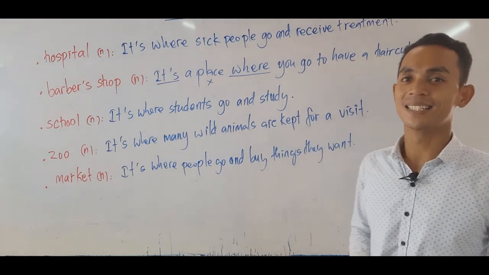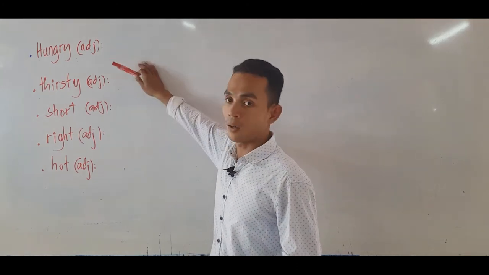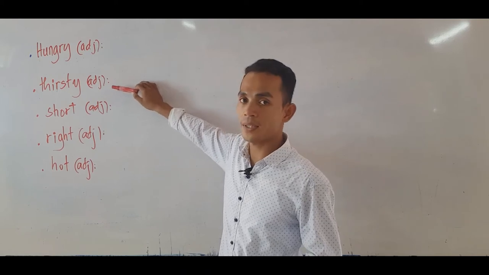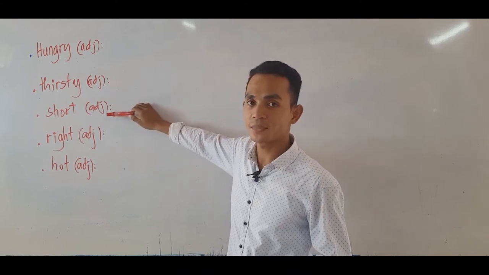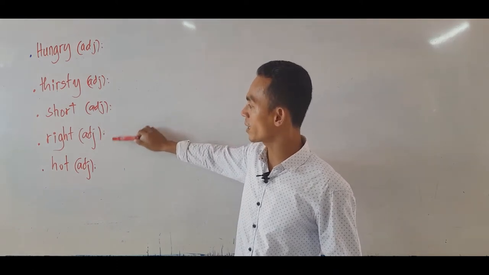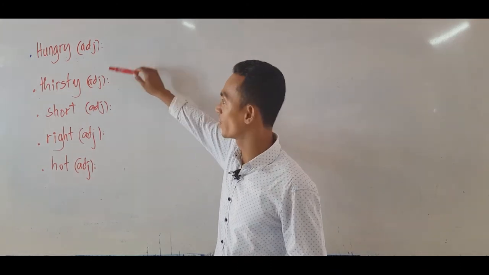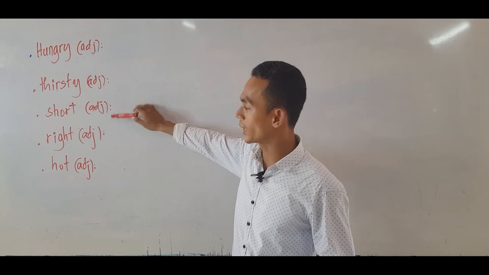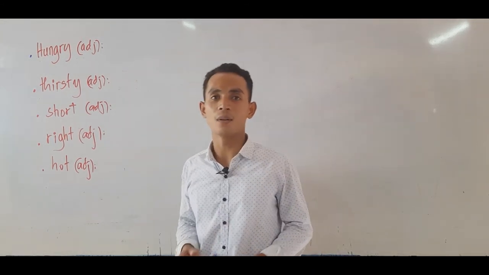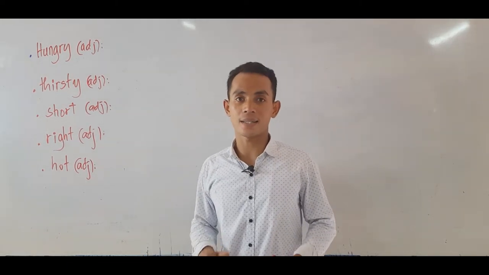Okay, easy. Try practice. And be pragmatic could be hungry, thirsty, short, right, hot. Okay, the five words are all adjectives. So how can you explain the word as an adjective?